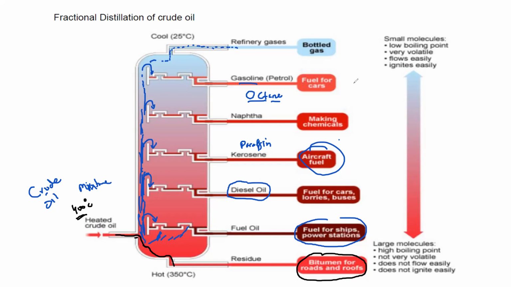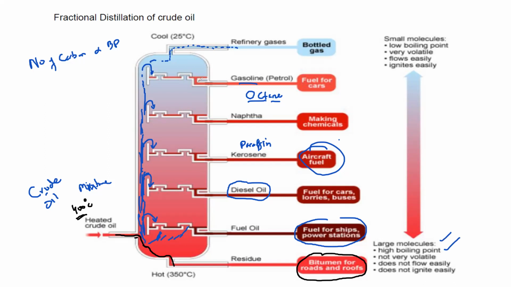Then when we compare the number of carbon atoms, remember the number of carbon atoms and the boiling point are directly proportional. If a hydrocarbon contains more carbon atoms, it will have a high boiling point. So the fractions which we obtain at the bottom of this fractionating column are large molecules. Large molecules mean many carbon atoms are there. That's why they have a high boiling point.